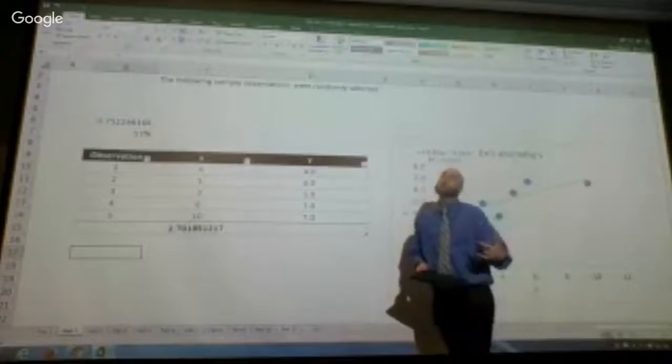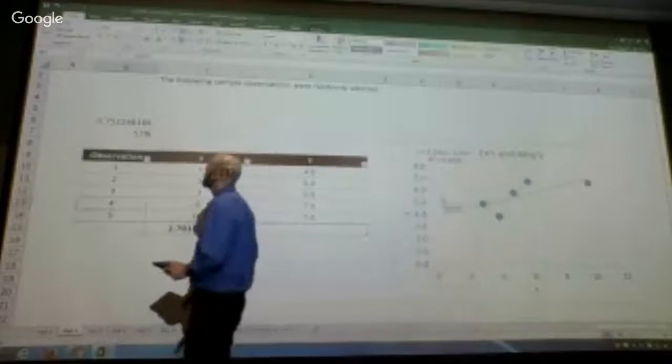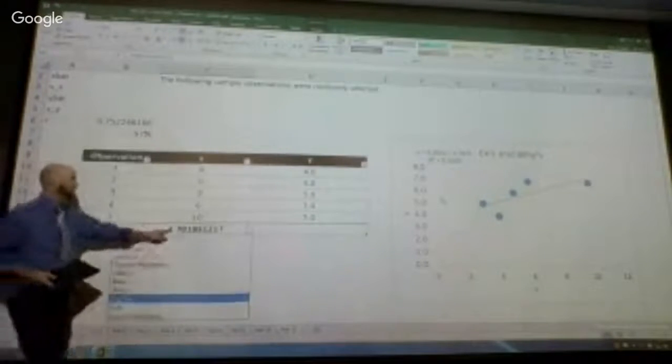So the inputs that we need in order to solve this are the correlation R, X bar, the standard deviation of X, Y bar, and the standard deviation of Y. Those are the 5 inputs that we need. Right now, I have the standard deviation of X, which is 2.7. I copy that in here and paste the values.